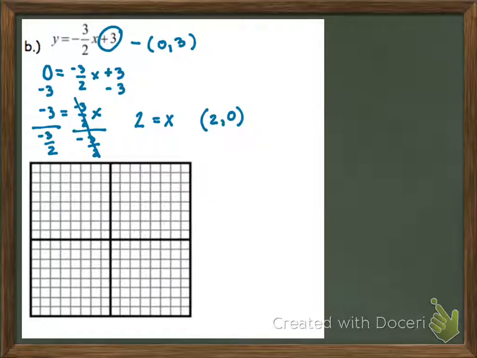Now we want to graph them. We're graphing the y-intercept at (0, 3) and the x-intercept at (2, 0). And you draw a line to connect them.